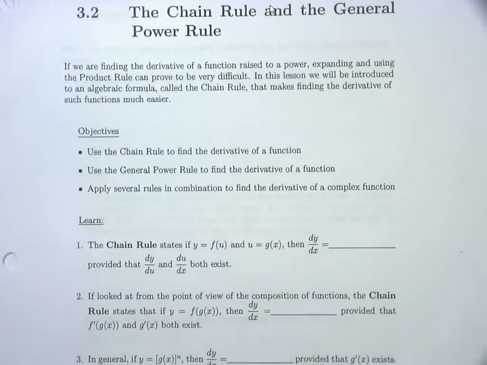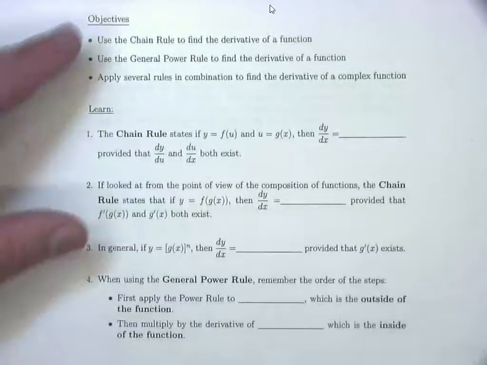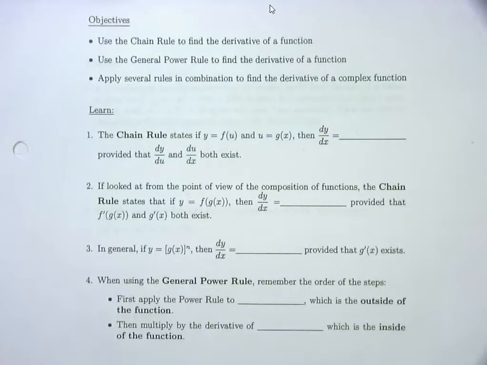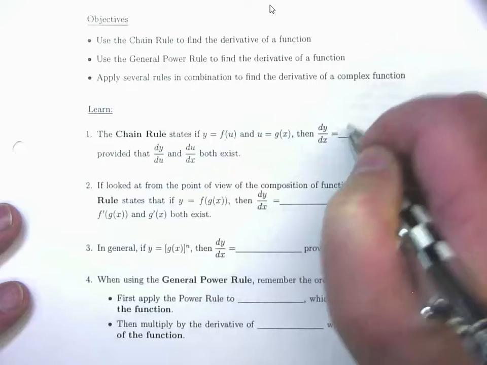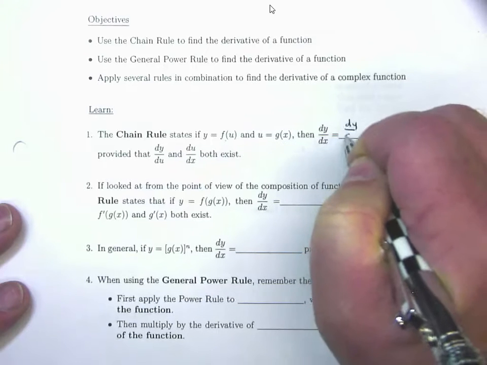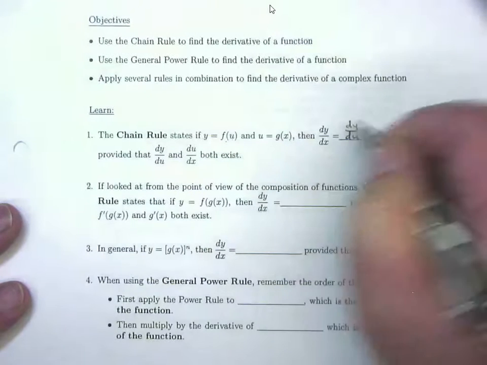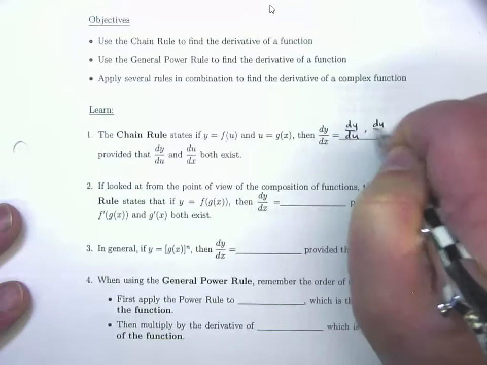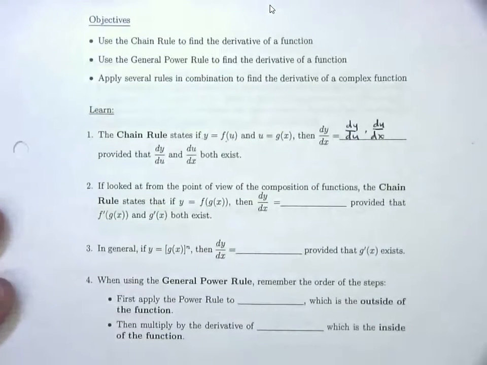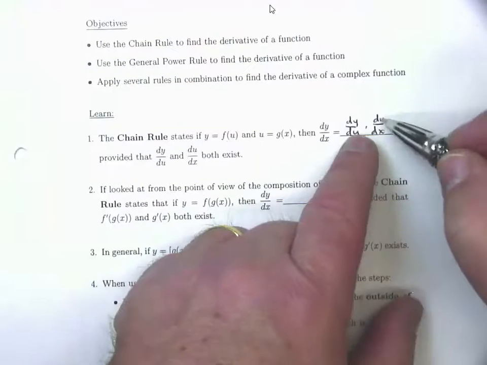So, we're focusing on the chain rule. And the way you need to think about the chain rule is inside, outside. You got a function on the inside, and you got something going on the outside. Inside, outside is a composition of functions. So, this first part here under our learn mode is the chain rule states that if y equals f of u and u equals g of x, then dy over dx is equal to dy with respect to u, because that variable is in terms of u, times du with respect to the x variable. Now what you're supposed to see is, as a product, the du's end up canceling and you get dy over dx.